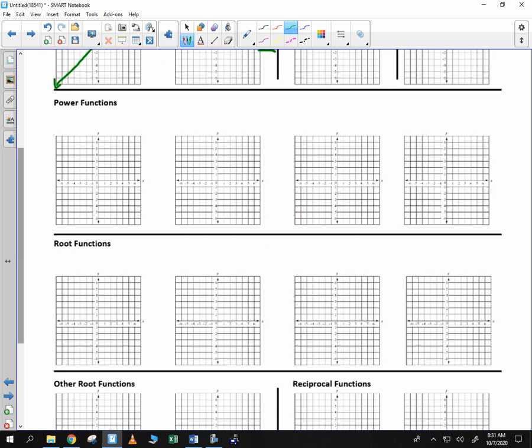The power functions. Y is equal to x squared. Maybe you wonder why it has the shape it does. Well, first, just think, when you square something, it makes it positive. So therefore, as you can see, it sits above the x-axis the entire time. Whereas if you consider y is equal to x cubed, if you cube positives, they become positive. But if you cube a negative, it becomes negative.